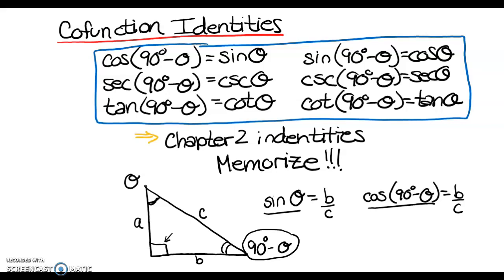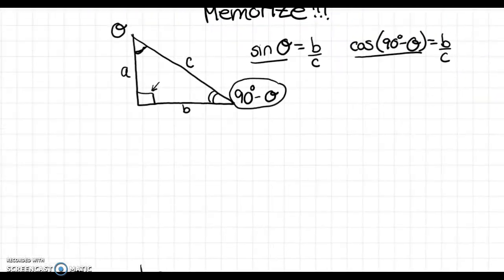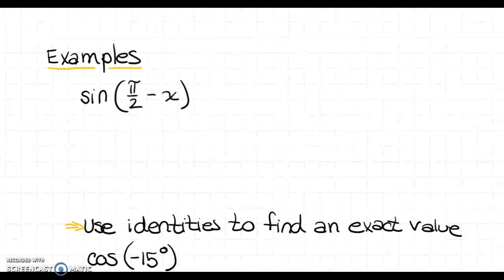These were chapter 2 identities. I'm not going to go through all of them. We did that in chapter 2. They should have been memorized then, but we are going to use them in this section. So they do have to be memorized because we've already done these, all right? So let's move on to examples in terms of using our cofunction identities and using our sum and difference formulas for cosine.